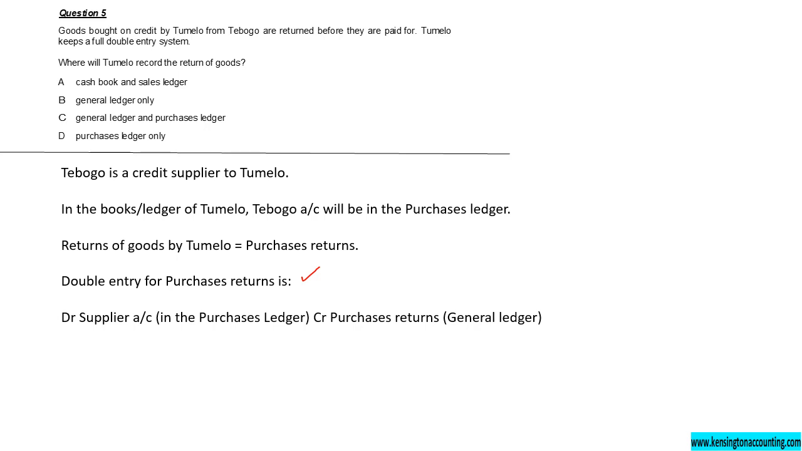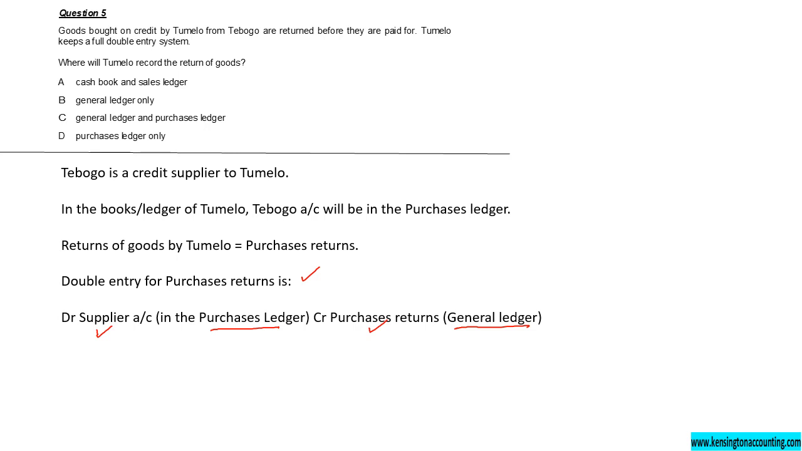Okay, a purchase return, the double entry is the opposite of a purchase, and therefore the double entry for a purchase return is we credit purchase return and we debit the supplier account because it was obviously bought on credit. Now the purchase return is found in the general ledger, and the supplier's account is found in the purchase ledger. Therefore, the double entry affects both the purchase ledger account and the general ledger.